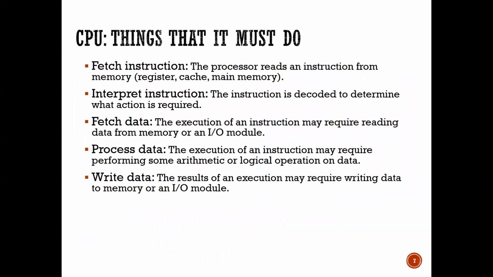The CPU has things that it must do. Fetch instruction: the processor reads an instruction from memory, register, or cache memory. Interpret instruction: the instruction is decoded to determine what action is required. Fetch data: the execution of an instruction may require reading data from memory or an input-output module. Process data: the execution of an instruction may require performing some arithmetic or logical operation on data. Write data: the result of an execution may require writing data to memory or an input-output module.